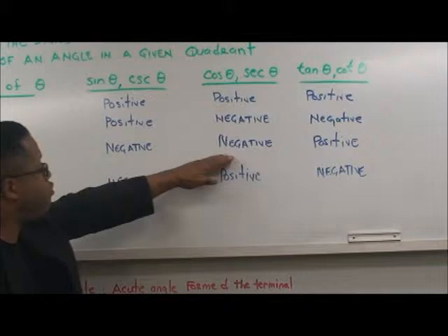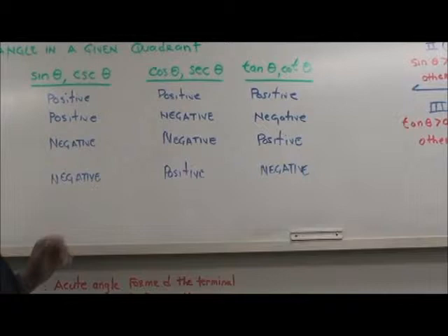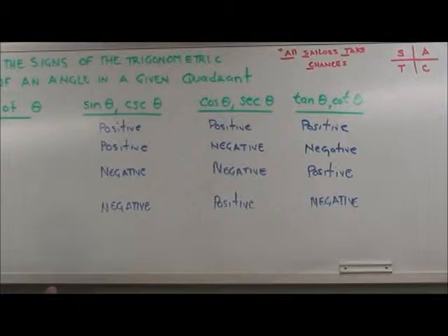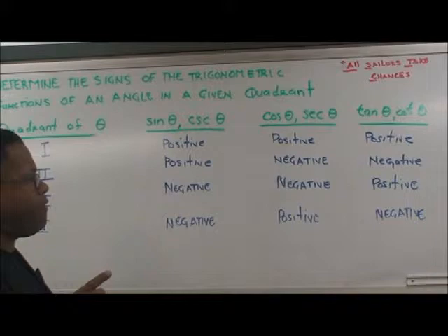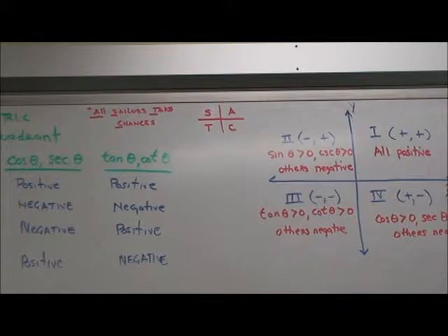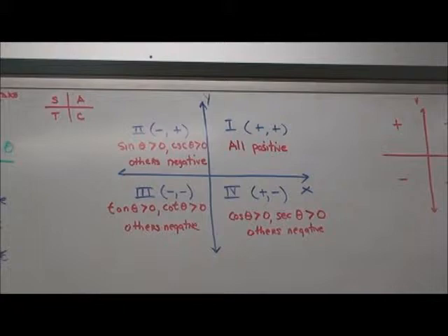And also here, we have cosine theta and secant theta positive within the fourth quadrant, and then all the rest negative. Now, we want to talk about reference angles. But basically, before we do that, I just want to show you something really quick here, reiterating our point about positive angles being in these quadrants.